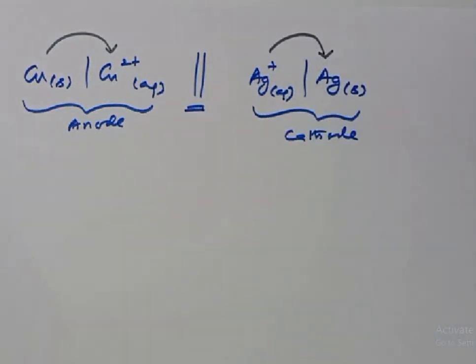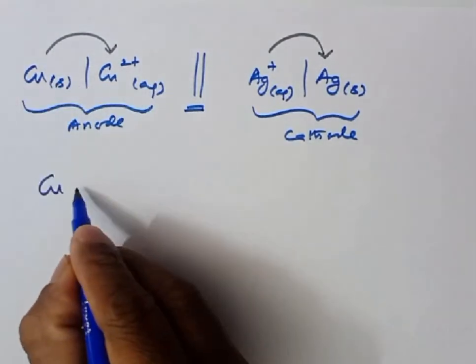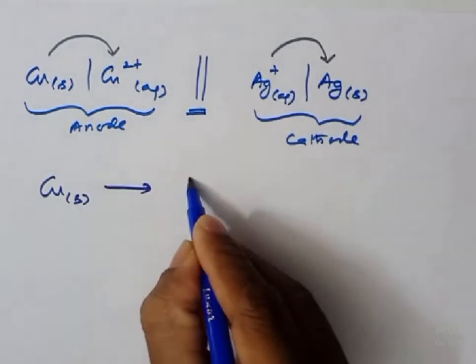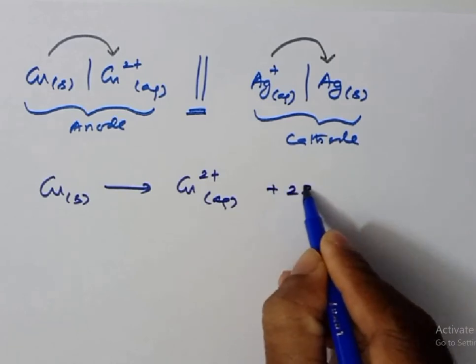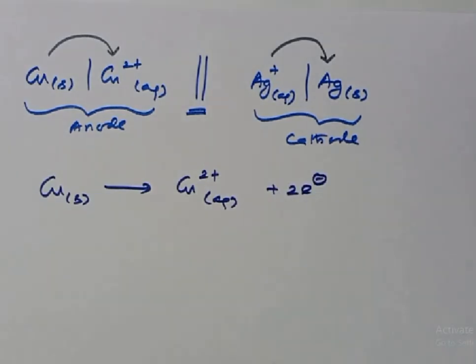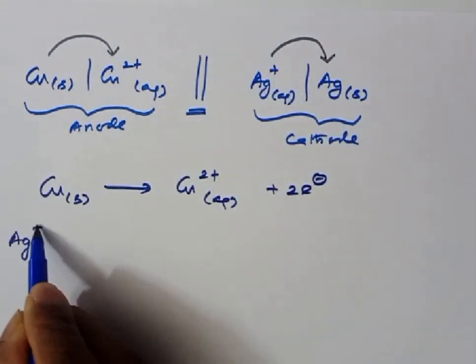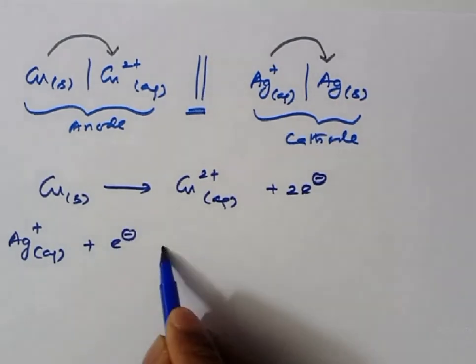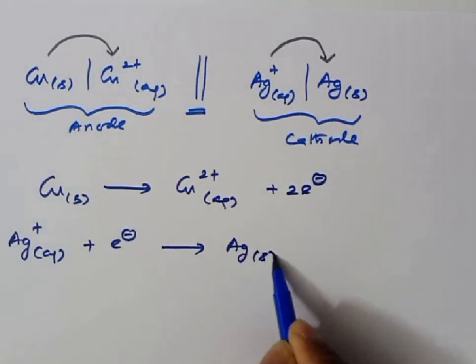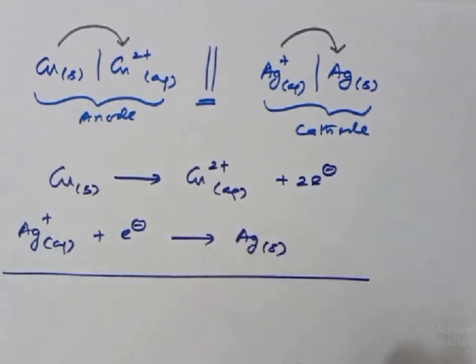Okay, so what is the reaction that occurs at the anode? At the anode, copper solid undergoes oxidation and becomes cupric ions in the aqueous medium and releases 2 electrons. And what happens on the right hand side? On the right hand side, silver ions present in the solution phase gain electrons. Each silver ion gains 1 electron and becomes silver solid, right? This is the reaction that occurs at the cathode. Now I am going to write the overall cell reaction.